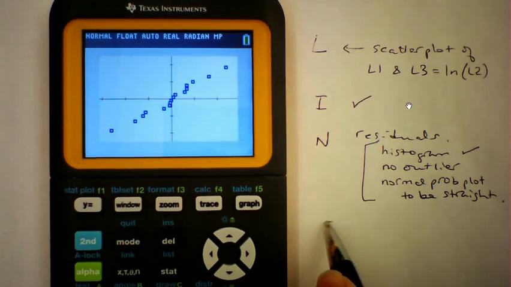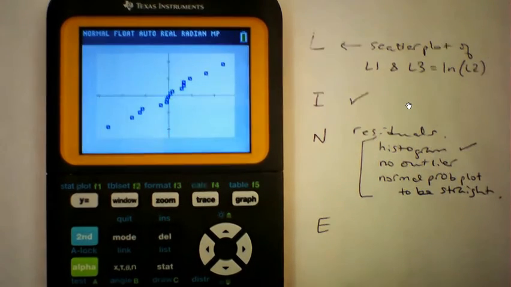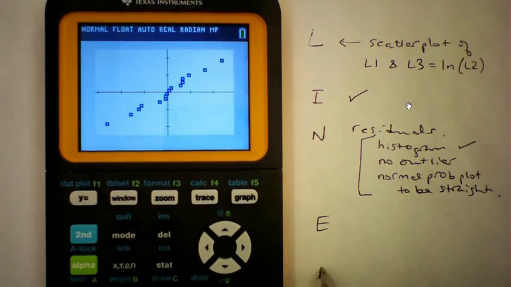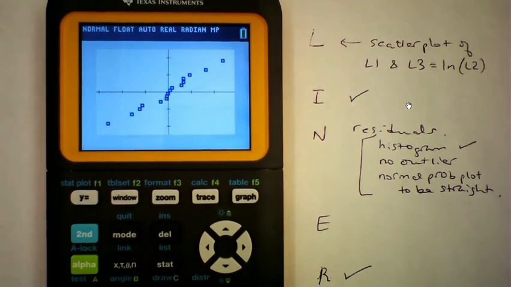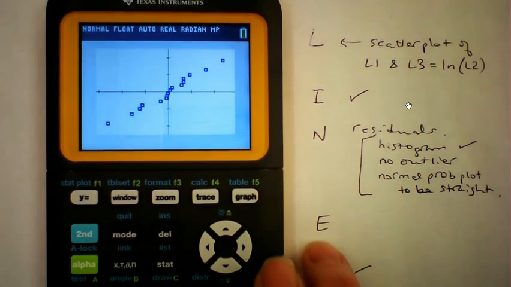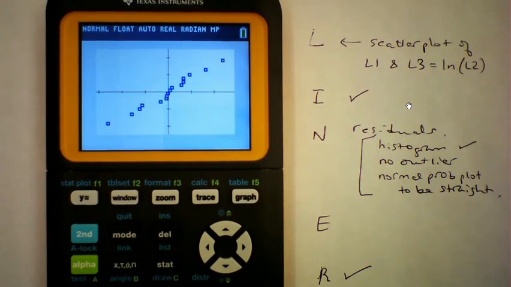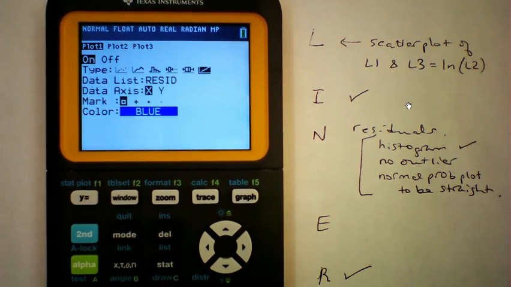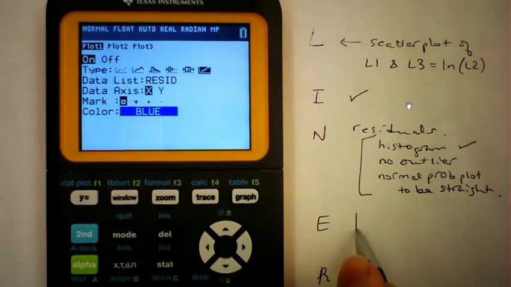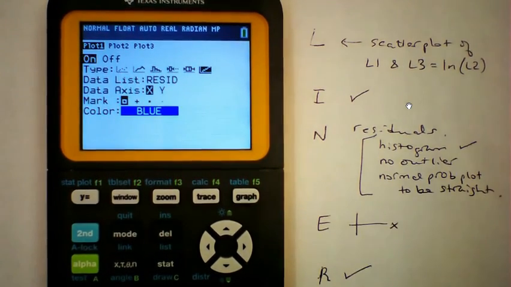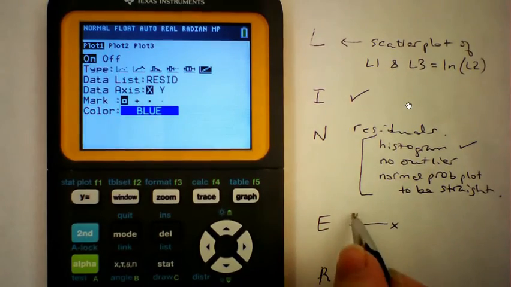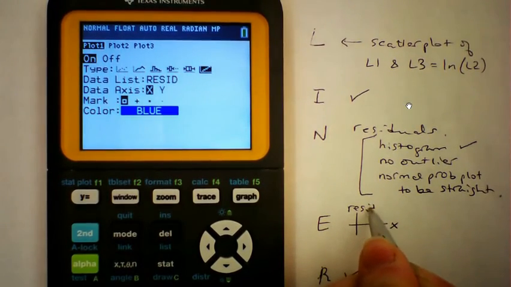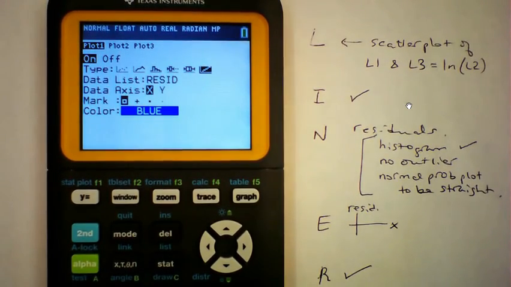And linear, continuing with E and also with R, that's the randomness. So you check your randomness. This E, let's check that. That would be checking equal variance. So we're going to want to have the x on the x-axis, but we want the residuals on the y-axis. That's a residual plot.